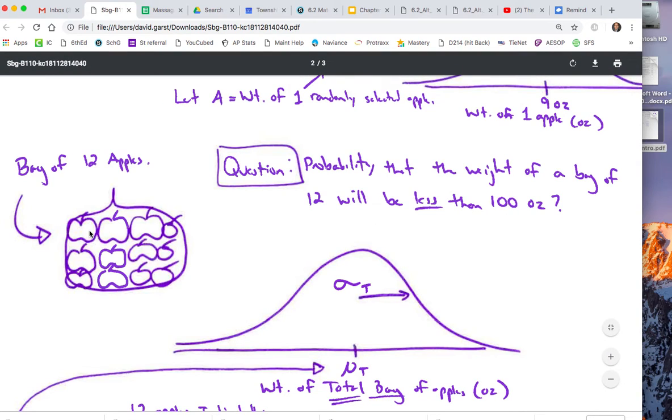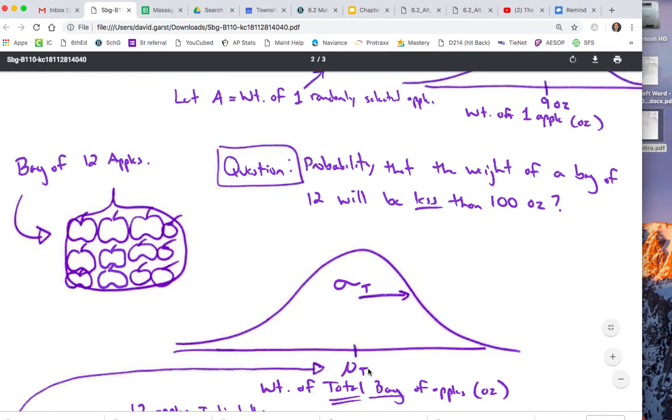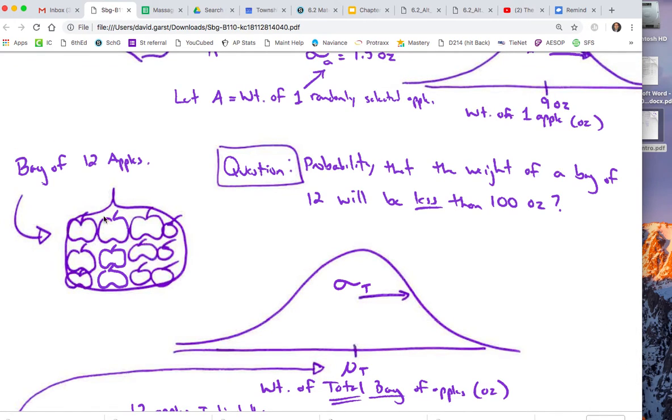Well, we know each of these apples is about 9 ounces, give or take. So how would we find the predicted weight of about 12 apples? How would we find the center of this distribution? And for this distribution, let T be the total bag weight. So what's the weight of this whole bag on average? How would we find that out?